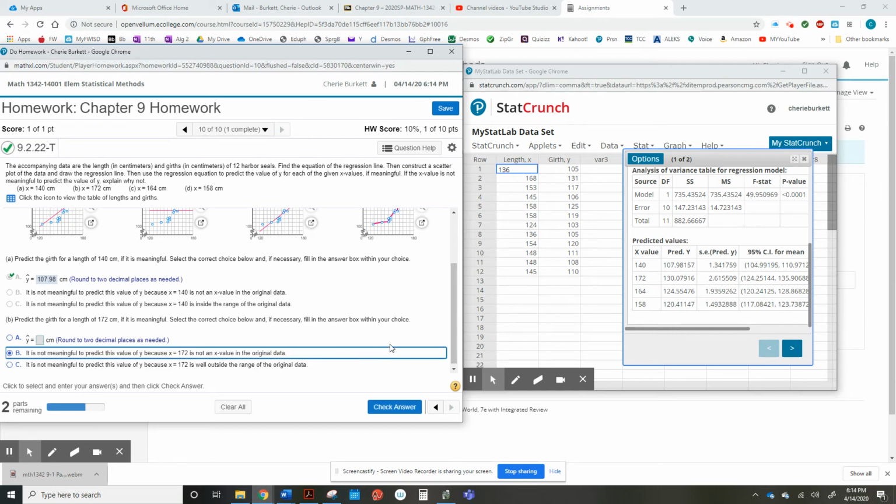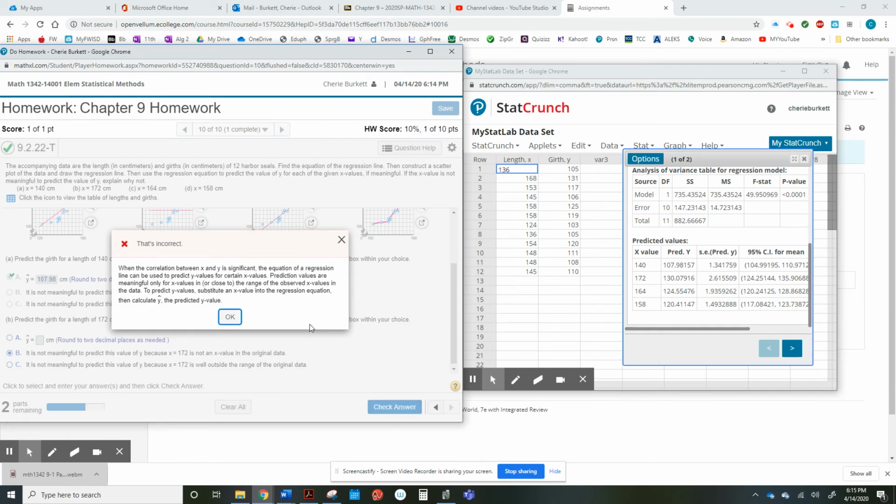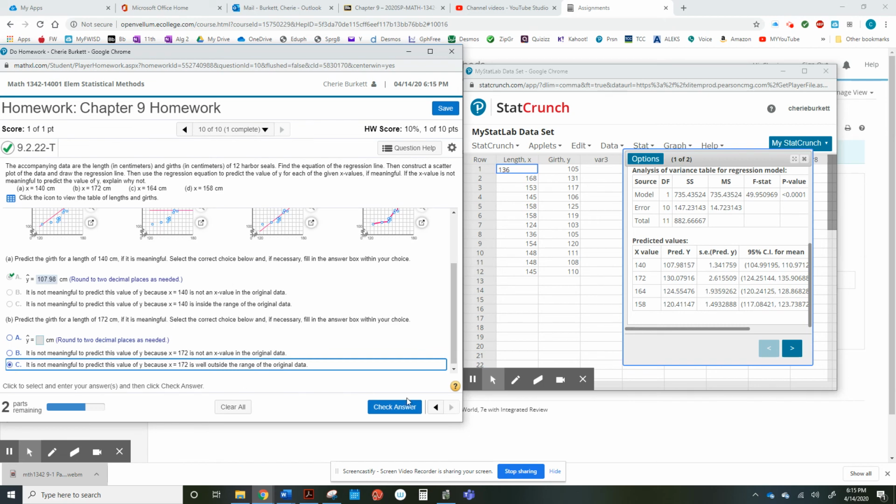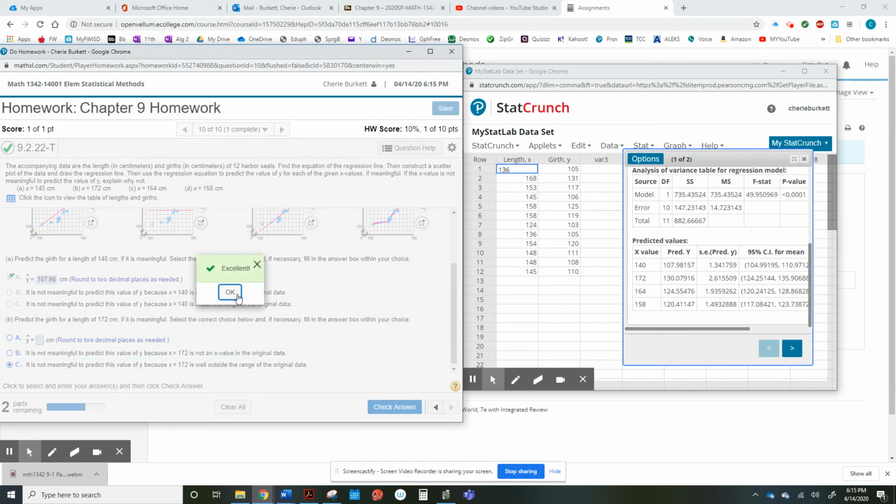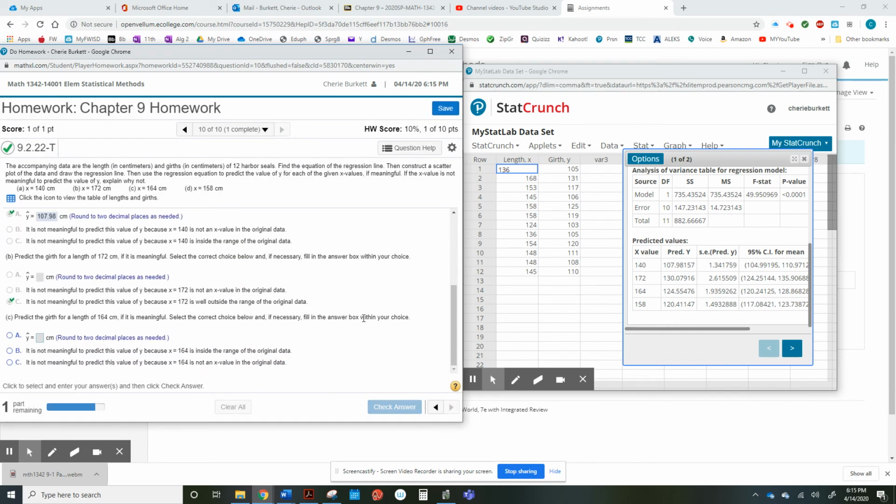That's not an across the board standard math thing. We use linear regressions all the time to predict data that's beyond the original data. So I don't know why they're using this one. Oh, I picked the wrong one. It's supposed to be this one. Okay. We do it all the time, but for whatever reason, this particular problem wants you to pick that answer.